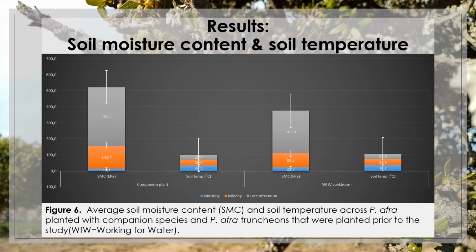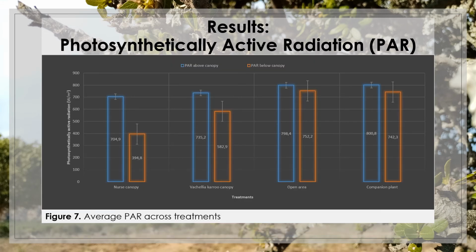When looking at the photosynthetically active radiation in pondings above and below canopy, you can see that above canopy, the companion plant had the highest PAR, followed closely by the open area, the Vachellia canopy, and the nurse canopy. But below canopy, it's a different story, whereby the nurse canopy had the lowest PAR, or light infiltration, followed then by the Vachellia canopy, the companion plant, and the open area.